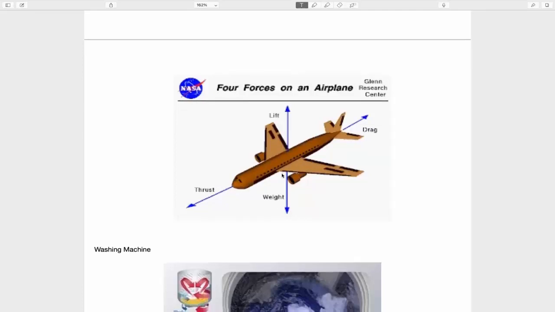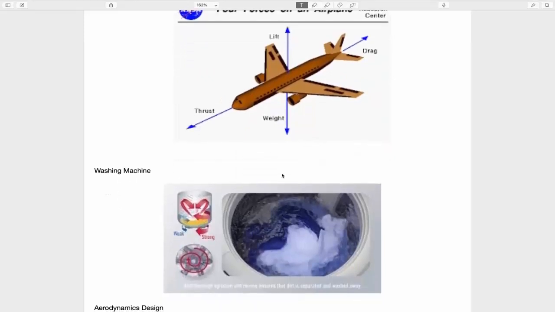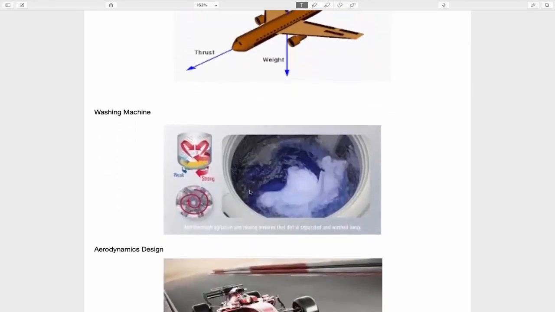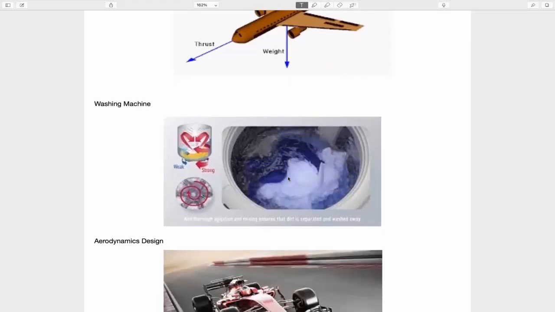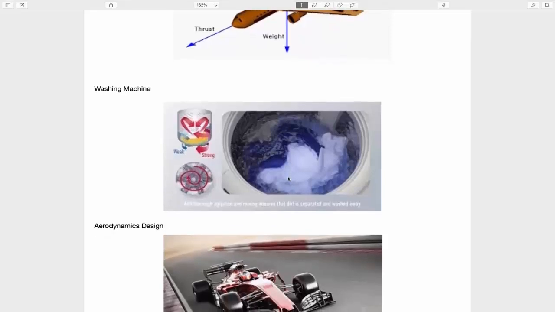Another example is a washing machine. In a washing machine, you want to remove dirt with the use of water. We put our clothes in the tub of the washing machine and make it move with a high velocity, and due to that water molecules go inside the clothes. It is not just water, it is water with surfactant, and there is another mechanism.